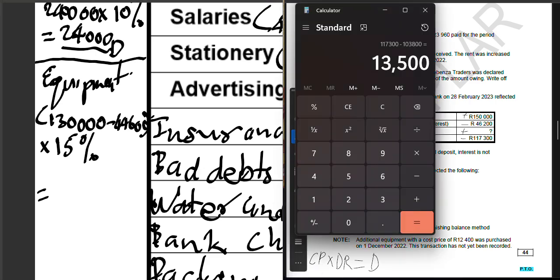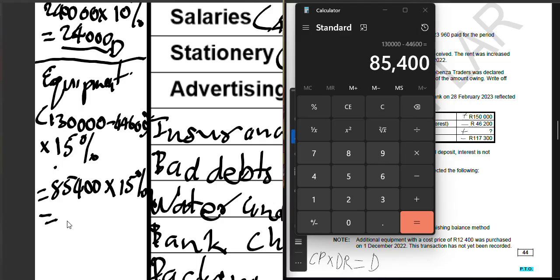Now, let's get our calculator. On our calculator, we're going to say 130,000 minus 44,600. Now, this is our carrying value. How much is our carrying value, ladies and gentlemen? It is 85,400. We are going to multiply that by the depreciation rate of how much? 15%.